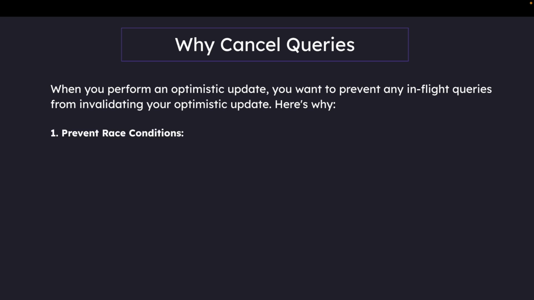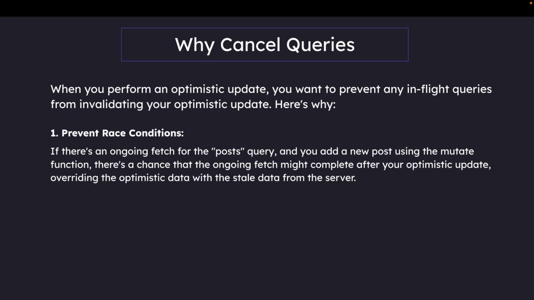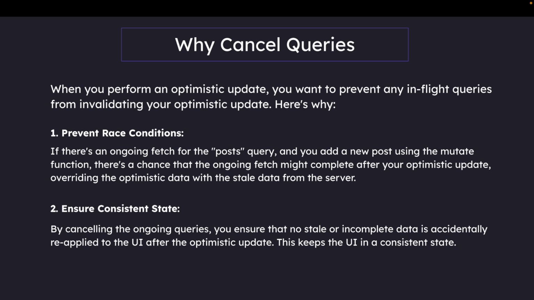Here's why. First off, we have to prevent race conditions. If there is an ongoing fetch for the posts query and you try to add a new post using the mutate function, there is a chance that the ongoing fetch might complete after your optimistic update, therefore overriding the optimistic data with the stale data from the server. And the second reason is to ensure consistent state. By cancelling the ongoing queries, you ensure that no stale or incomplete data is accidentally applied to the UI after the optimistic update. So this will keep the UI in a consistent state.